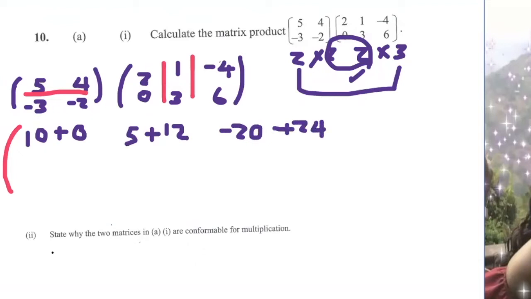Let's move to the second row, first column. Minus 3 times 2, that's minus 6, and minus 2 times 0, that's 0, so I have plus 0. Second row by second column, minus 3 times 1, that's minus 3, and minus 2 times 3, that's minus 6. Now the second row by the last column. Minus 3 times minus 4, that's positive 12, and minus 2 times 6, that's minus 12.